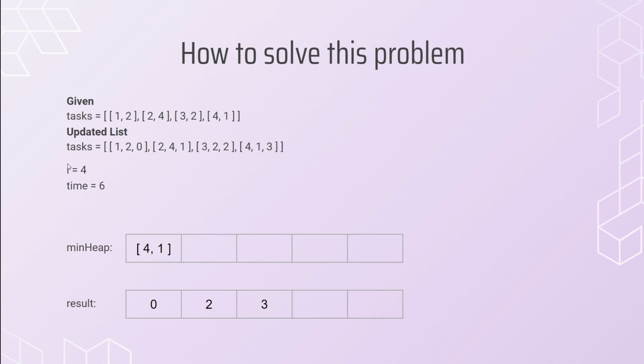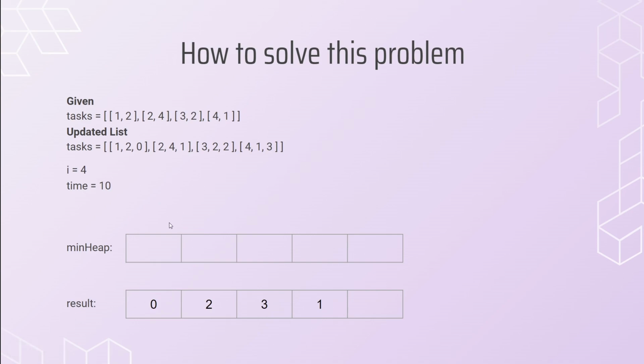Here now, I is equal to 4, and as we checked, when I is equal to 4, it's greater than the length of the tasks, so we want to move on. There's nothing we need to check here. Min heap still has something, so we need to pop that value. So we pop the 4 and 1, and the 4 is the processing time, so that gets added onto our time. So time will become 10, and the index 1 is going to get put into result.